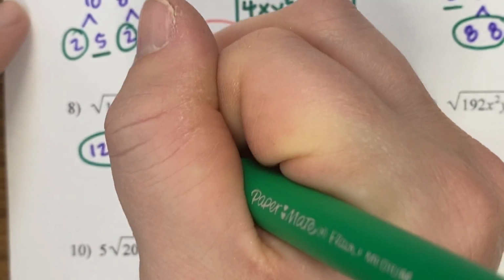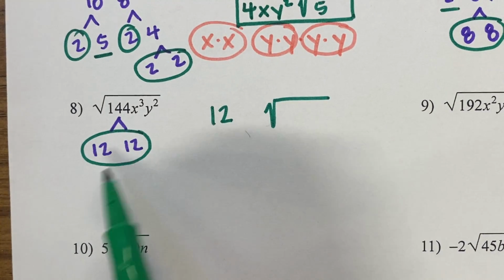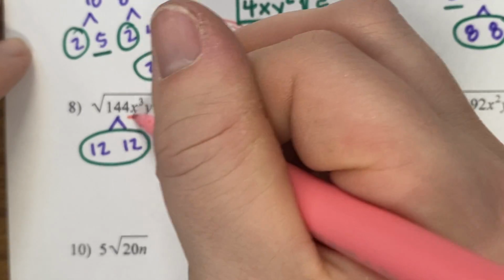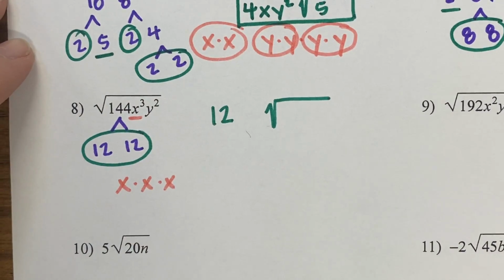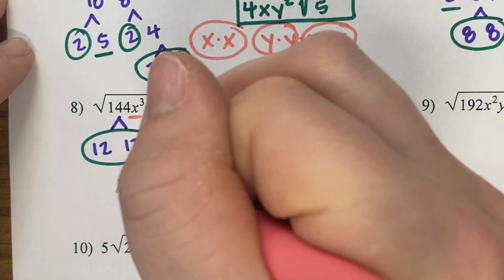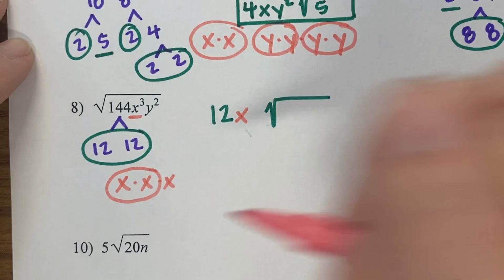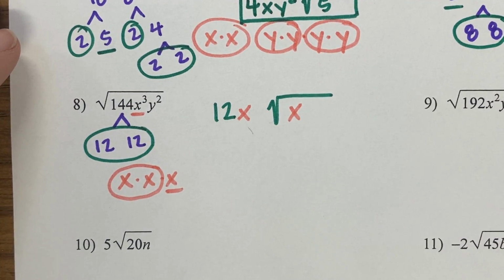So I have the pair of 12s. They create one couple of 12 that got to leave, a little space. But no other numbers had to stay in. So now we just have to worry about our variables. I have x cubed, so x times x times x, 3 times. Again, 2 of these can pair up. They create one couple that got to leave, but 1 x had to stay inside. And we're done with our x's.